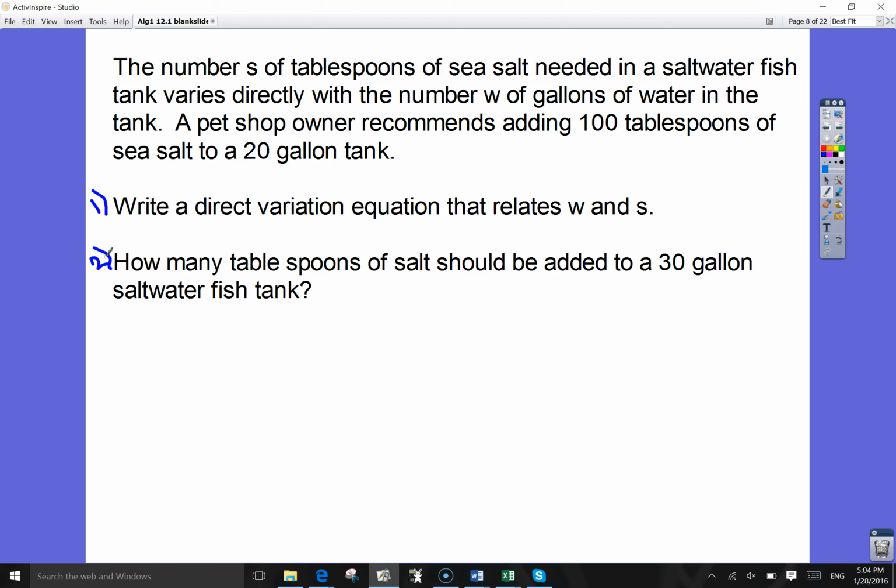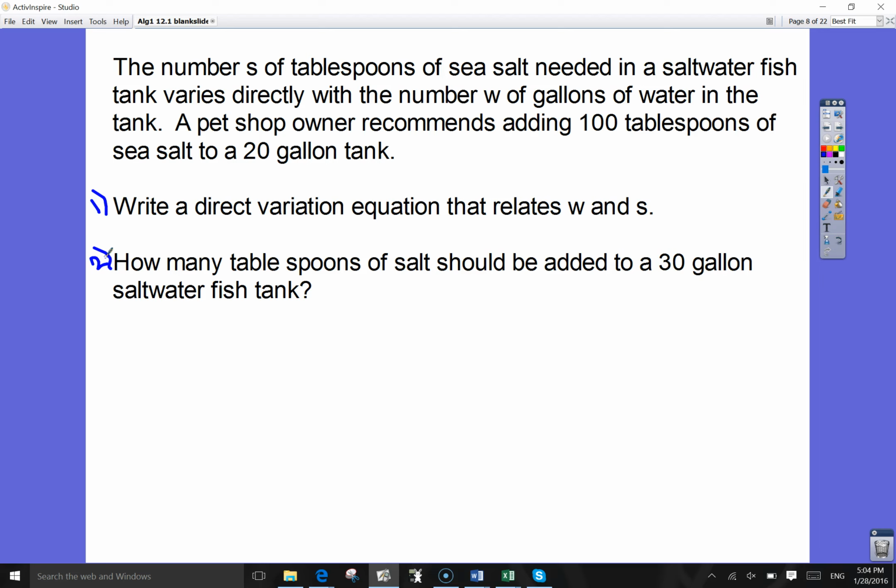In this particular problem, it says the number S of tablespoons of sea salt needed in a saltwater fish tank varies directly with the number W of gallons of water in the tank.